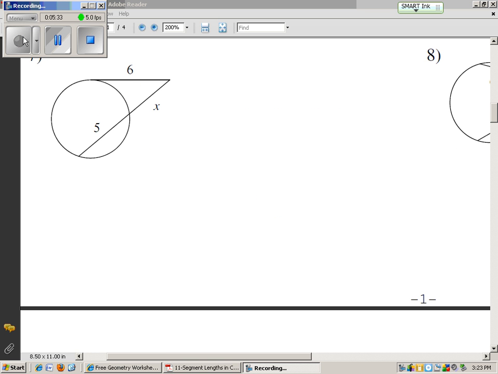So number 7 appears to be a pretty simple problem. It looks about as easy as number 4, say. I wouldn't see much difference in it, except for the location of the x, which is what's going to make the difference. So if we go back to our outside times whole equals outside times whole. So let's start with the tangent because it's easy.